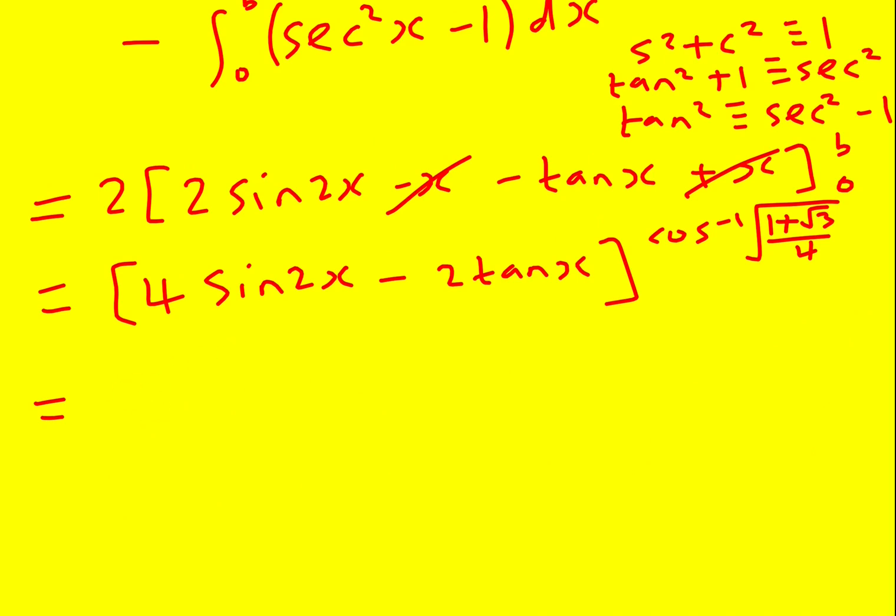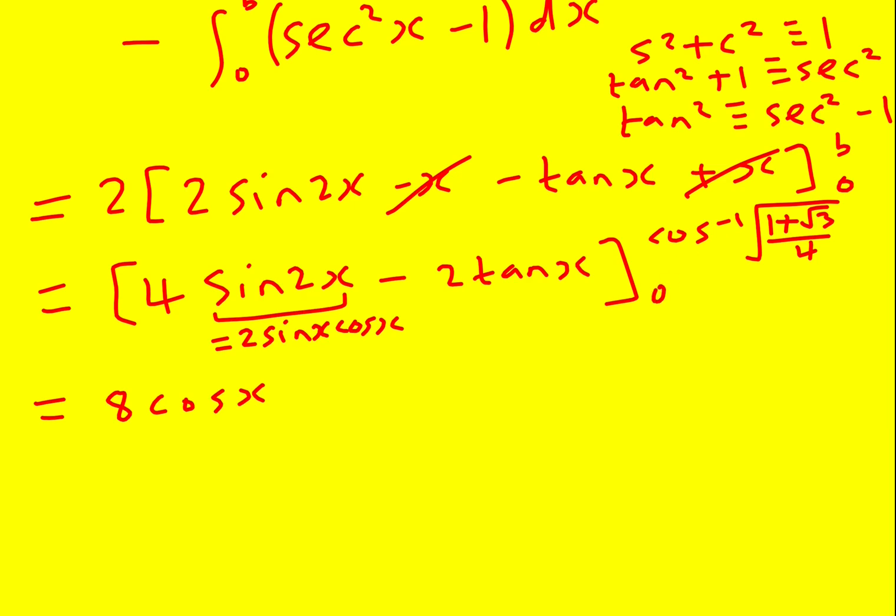So how to go about dealing with this? I don't want sine and I don't want tan. I want everything in terms of cos, really. I want to write that sine 2x is equal to 2 sine x cos x. So I'll get 8 cos x. Now I need to deal with the sine x.